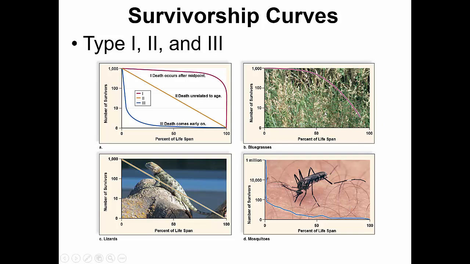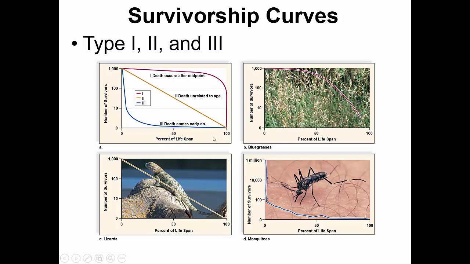Let's do the type 1 survivorship curve first. So in a type 1 survivorship curve, let's look at our graph on the upper left-hand quadrant here. We have the number of survivors on the y-axis. We have the percent of lifespan on the x. So if you're a type 1 survivorship curve organism, I'm pointing out this red line with the cursor, then you are very likely to survive the full extent of your lifespan and die at an old age.